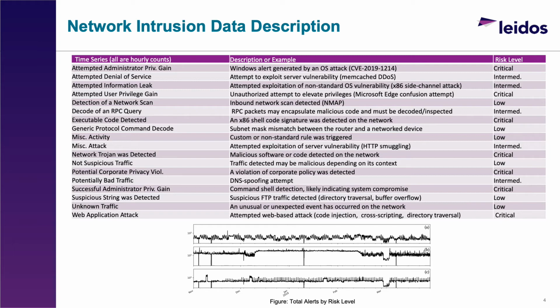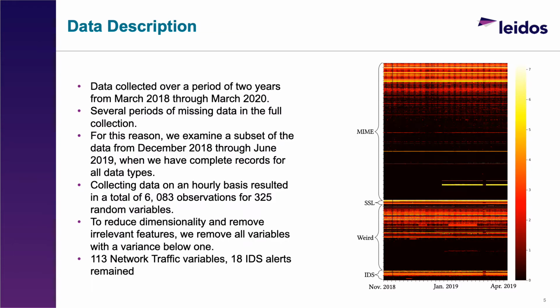And I should say these are all hourly counts of these events. We didn't have access to the timing of the individual events, but rather just an hourly aggregation of each type of network intrusion. And these were categorized by different risk levels. And here you can see just a small plot of the total number of alerts by risk level.